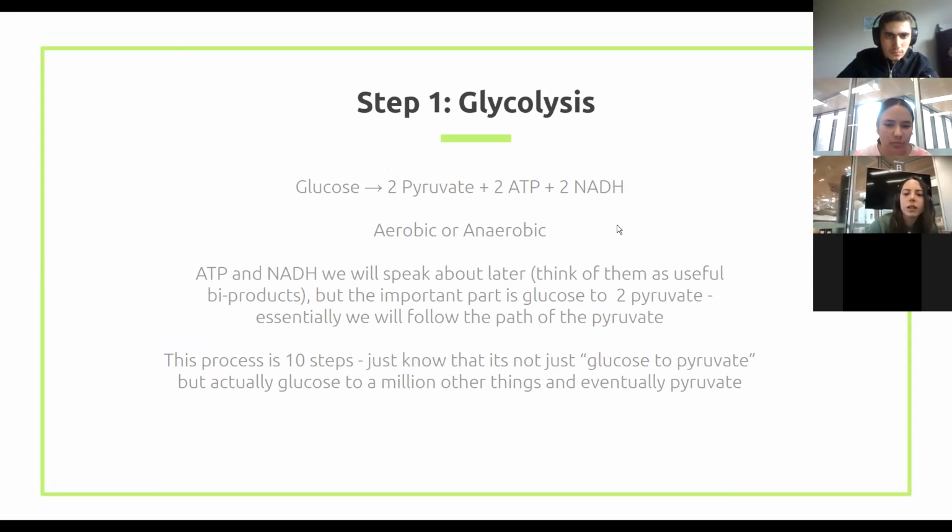Okay. But the important part is that 1 glucose goes to 2 pyruvate, and we're going to follow the path of that pyruvate from there. Just so you know, it is a 10-step process. It's not just glucose to pyruvate, but the way that you should think about it is glucose to a million other things, and eventually ends up as 2 pyruvate for everyone.